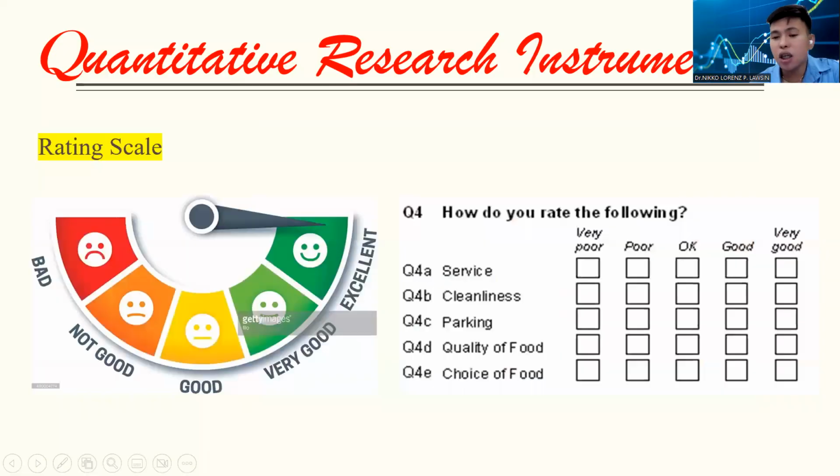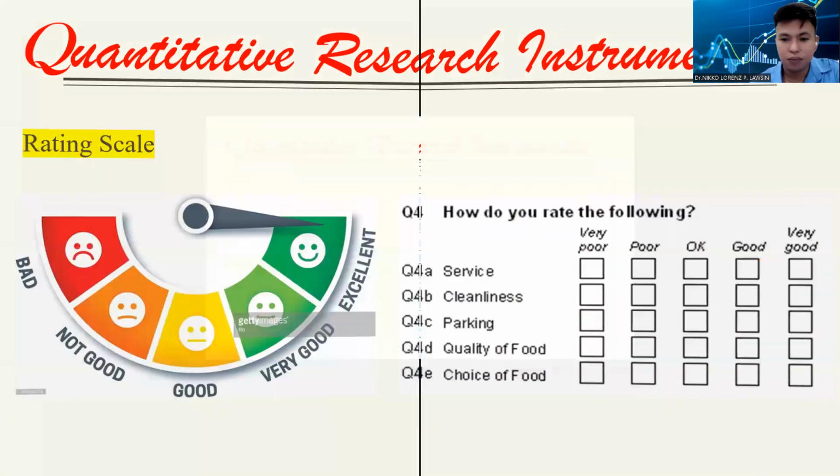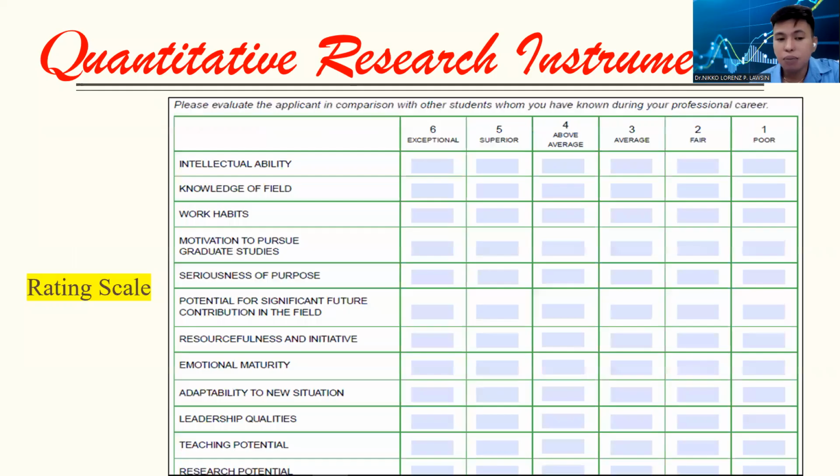While in a rating scale, you can see here some ordinal scores. For example, very good, good, okay, poor, very poor. So there is ordinal data that you can get through a rating scale. Another example of a rating scale is evaluating the student's ability, from exceptional to poor. So 6 for exceptional, 5 for superior, 4 for above average, 3 for average, 2 for fair, and 1 for poor.